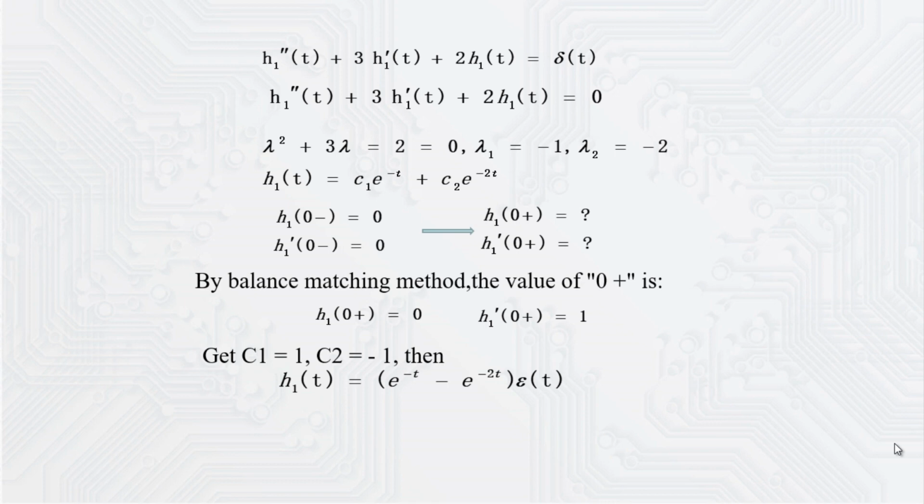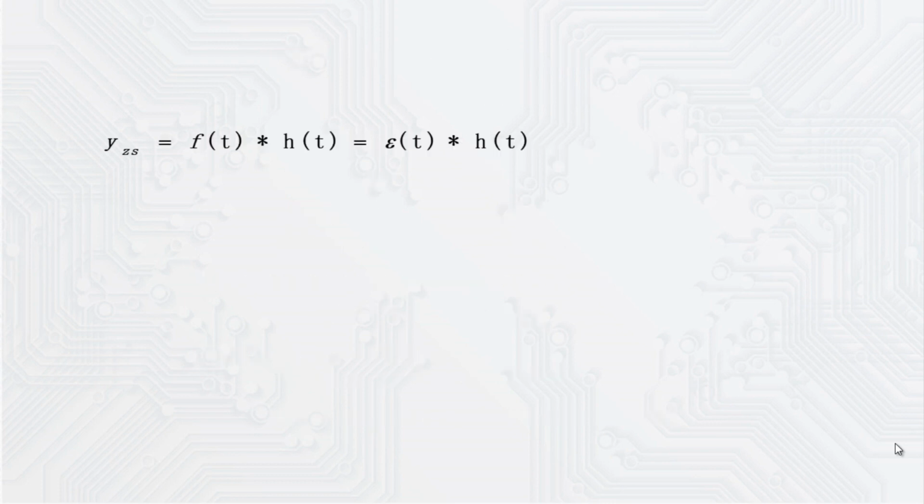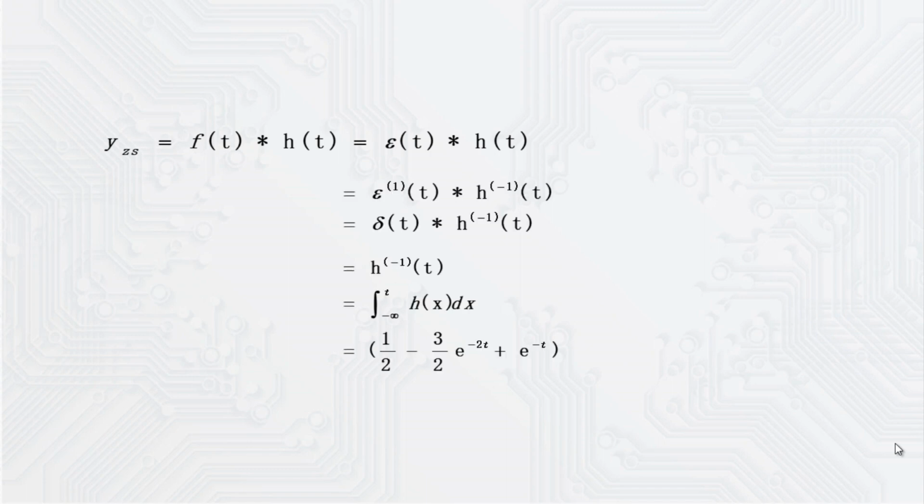With the expression of h1(t), according to the properties of LTI systems, we can get the expression of the impulse response h(t). Finally, we use convolution to get the zero-state response of the system. Pay attention here. To find the convolution of the unit step signal and the impulse response of the system, we can use the differential and integral properties of convolution. They work together.